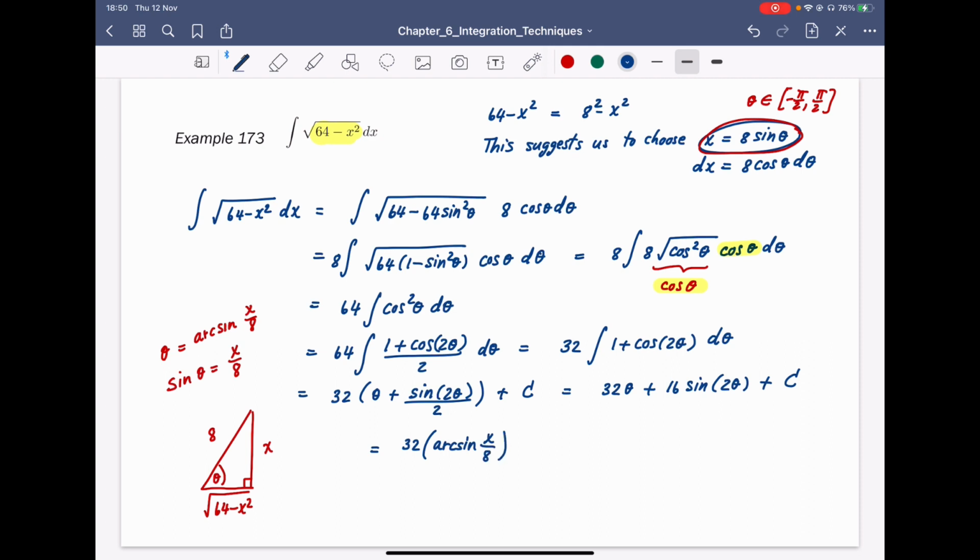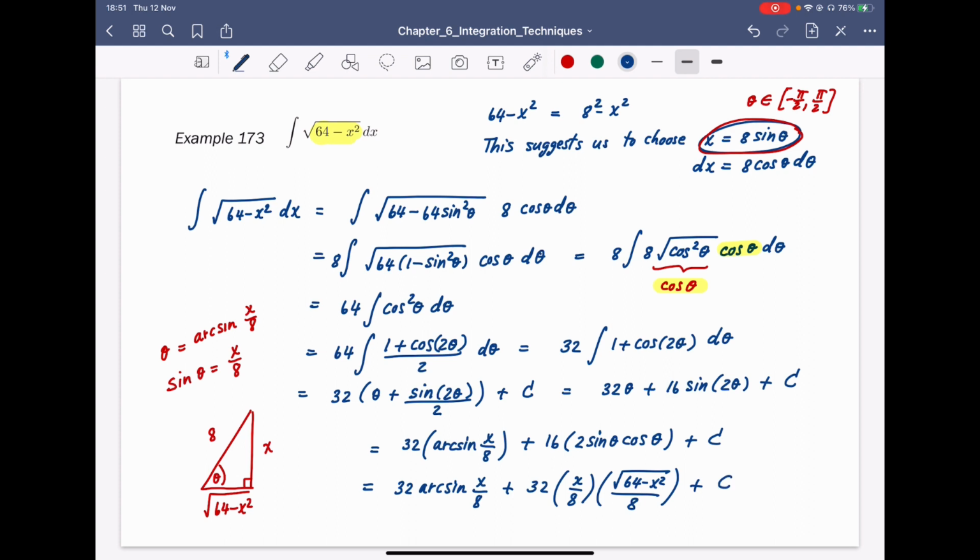That's the first term, and plus 16. Well, sine 2 theta is going to be 2 times sine theta cosine theta. This is the double angle formula for trigonometric functions. And then I have 32 times arc sine x over 8 plus 32 times sine theta and cosine theta, where sine theta is x over 8, right? And cosine theta is going to be square root 64 minus x squared over 8, plus c.